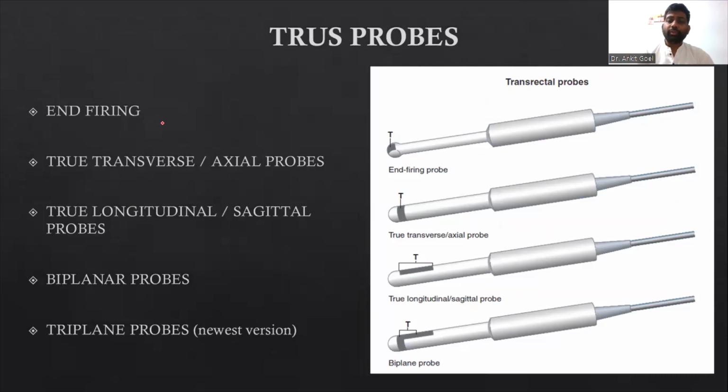The end firing probe, as we can see, has the transducer at the end of the probe, and in the side firing probe there are two types of transducers. One is a transverse, the other is a longitudinal transducer. And in the biplanar probe, we have both the transverse and the longitudinal. There are triplanar probes available, where apart from the biplanar probe we have a combination of end firing plus side firing. That is, we have both the biplanar and the end firing probe.